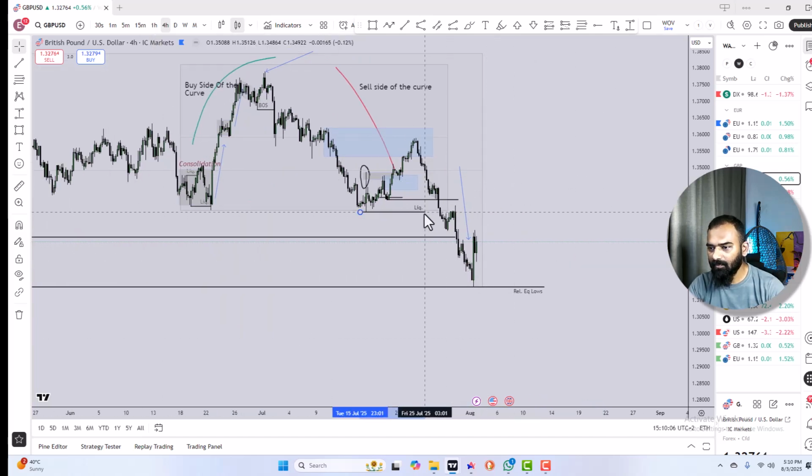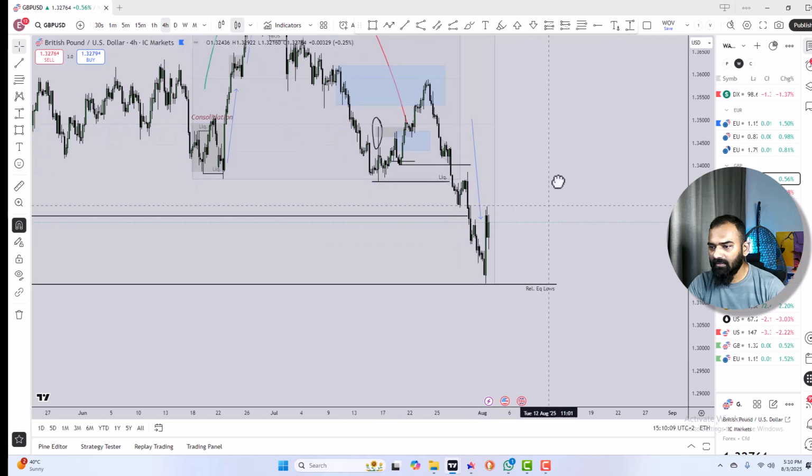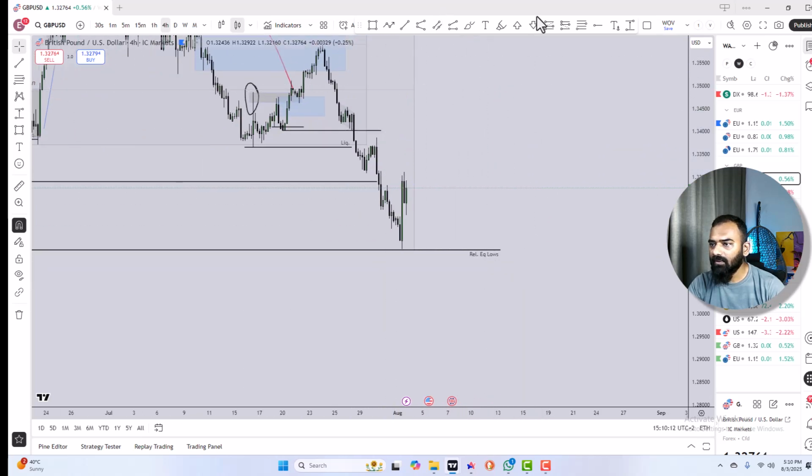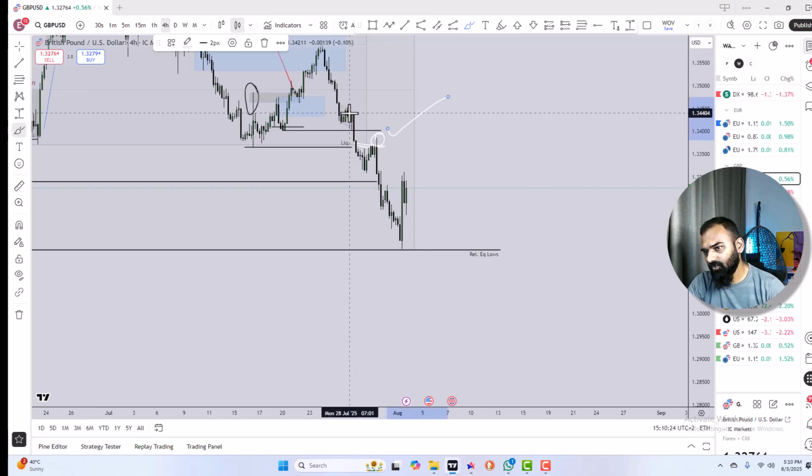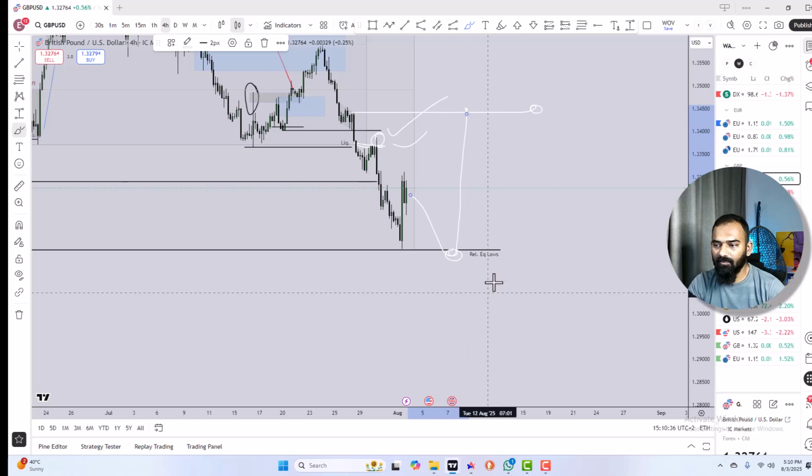So what I'm thinking about it is, since it has taken out this liquidity, a lot of liquidity was available there. Since it has taken out this liquidity, there is some sort of liquidity available on this level. So it can come take liquidity and then it can go back up to take out this liquidity, but taking out of this liquidity will be a must from my side.